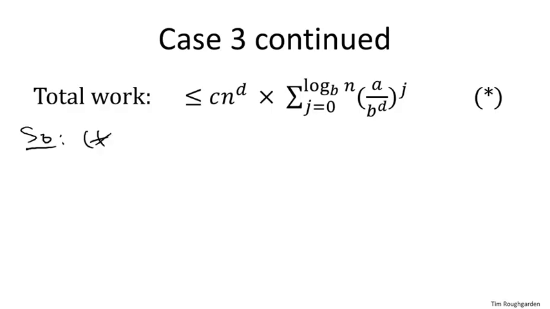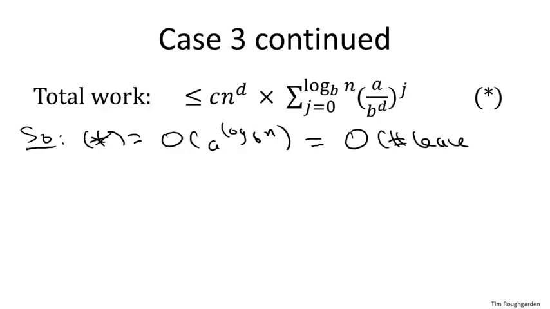So what we've done is we've mathematically confirmed, in a very cool way, our intuition about what case 3 should look like in the master method. We've proven that in case 3, when a is bigger than b to the d, the running time is O of the number of leaves in the recursion tree, just as the intuition predicted. But this leaves us with one final mystery.